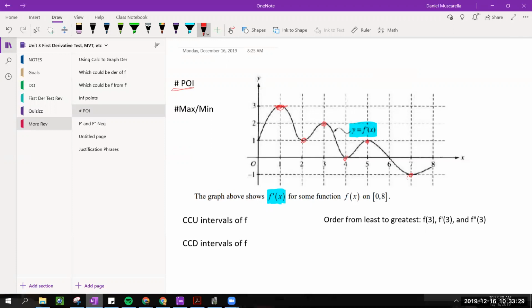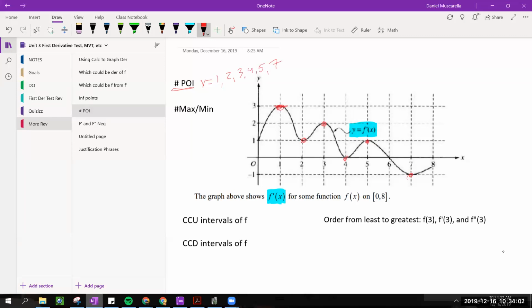Does that make sense? Yeah. Why would those be points of inflection though? Because that's where the slope is 0. Yeah, that's a really good way to look at it. The slope of f prime is 0 right there. Good. So that's x equals 1, 2, 3, 4, 5, and 7.